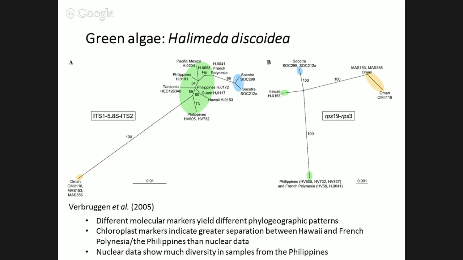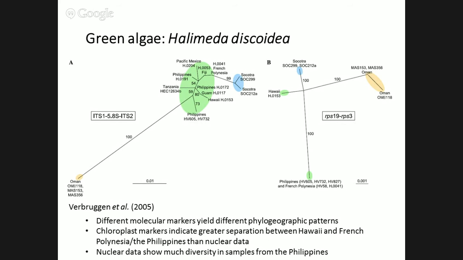So he has a nuclear marker over here, so something that's coded in the nucleus, and then he has something that's coded in the chloroplast. So that's a different genome within that same alga. And what you can see is that there's a different pattern, a different signal entirely that's coming out from these 2 different sources within the one alga.